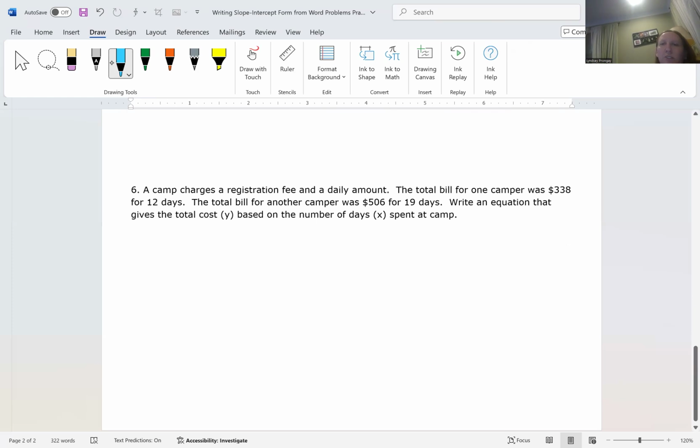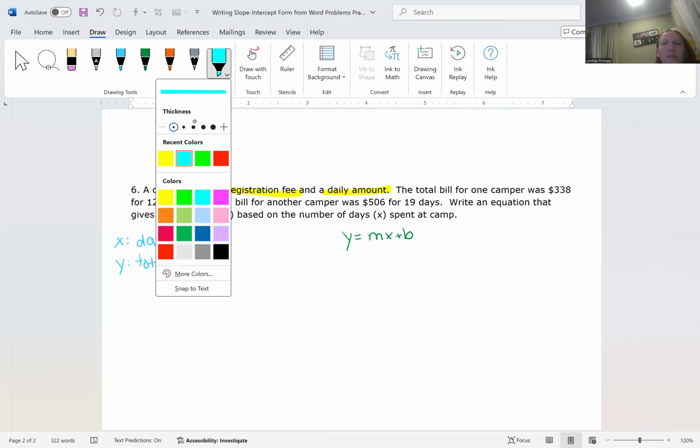And the last one, a camp charges a registration fee and a daily amount. The total bill for one camper was $338 for 12 days. Total bill for another camper was $506 for 19 days. Write an equation that gives the total cost y based on the number of days x spent at camp. Okay, so here we know there's a fee and a daily amount. We don't know anything other than that though. We do know our x is the days and the y is once again that total cost. We're going to have to plug things into y equals mx plus b. But what are we plugging in? We don't know yet because we have to calculate some stuff.